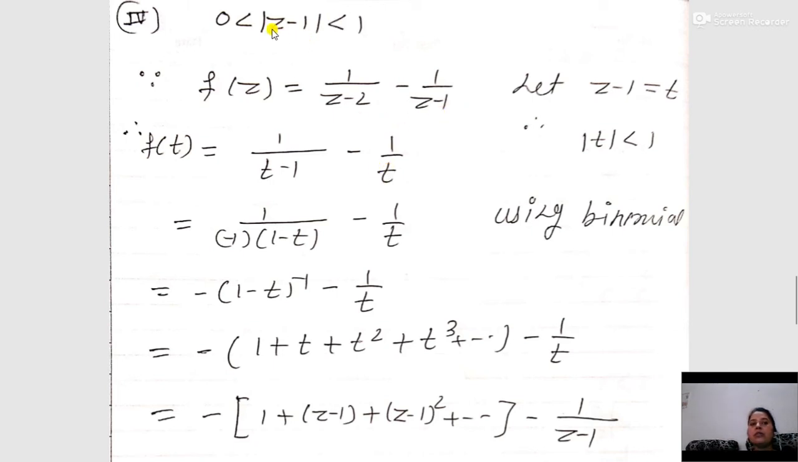Now since the region is mod z minus 1 less than 1, in place of z minus 1 we can put t. So the region is mod t is less than 1.